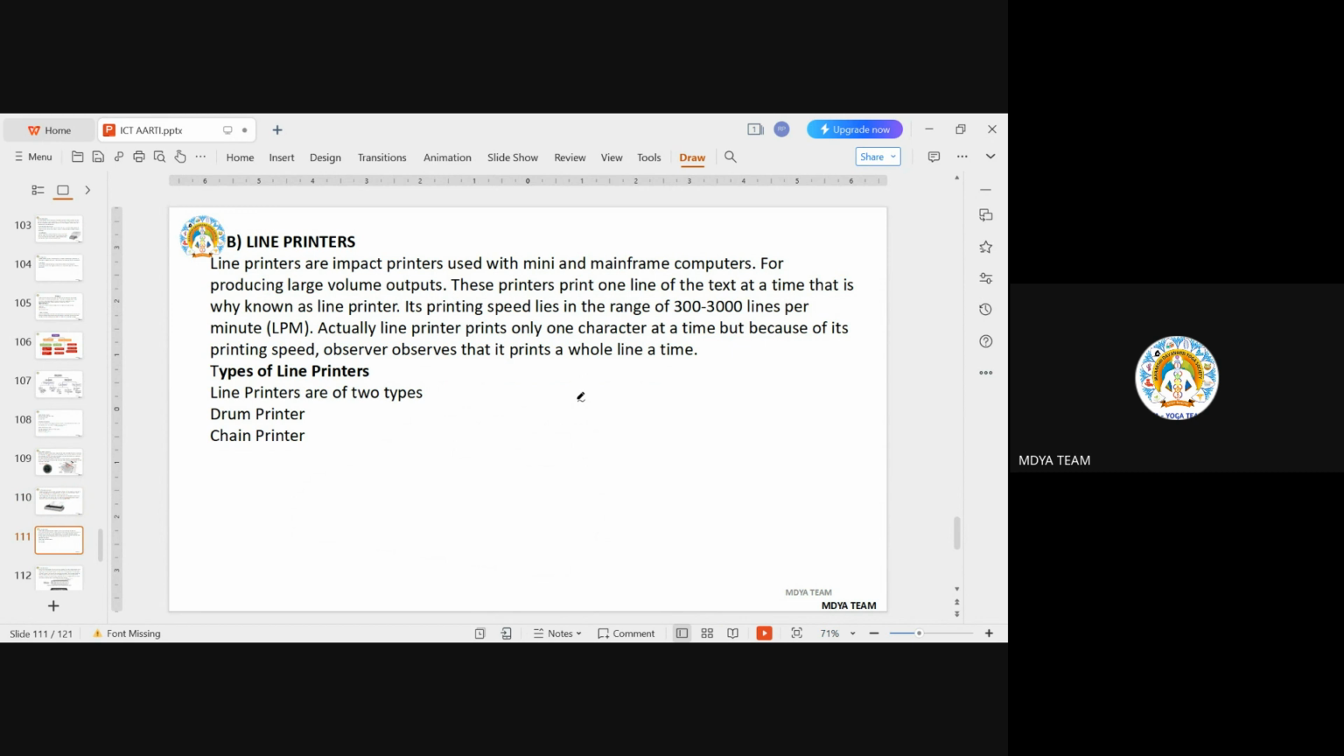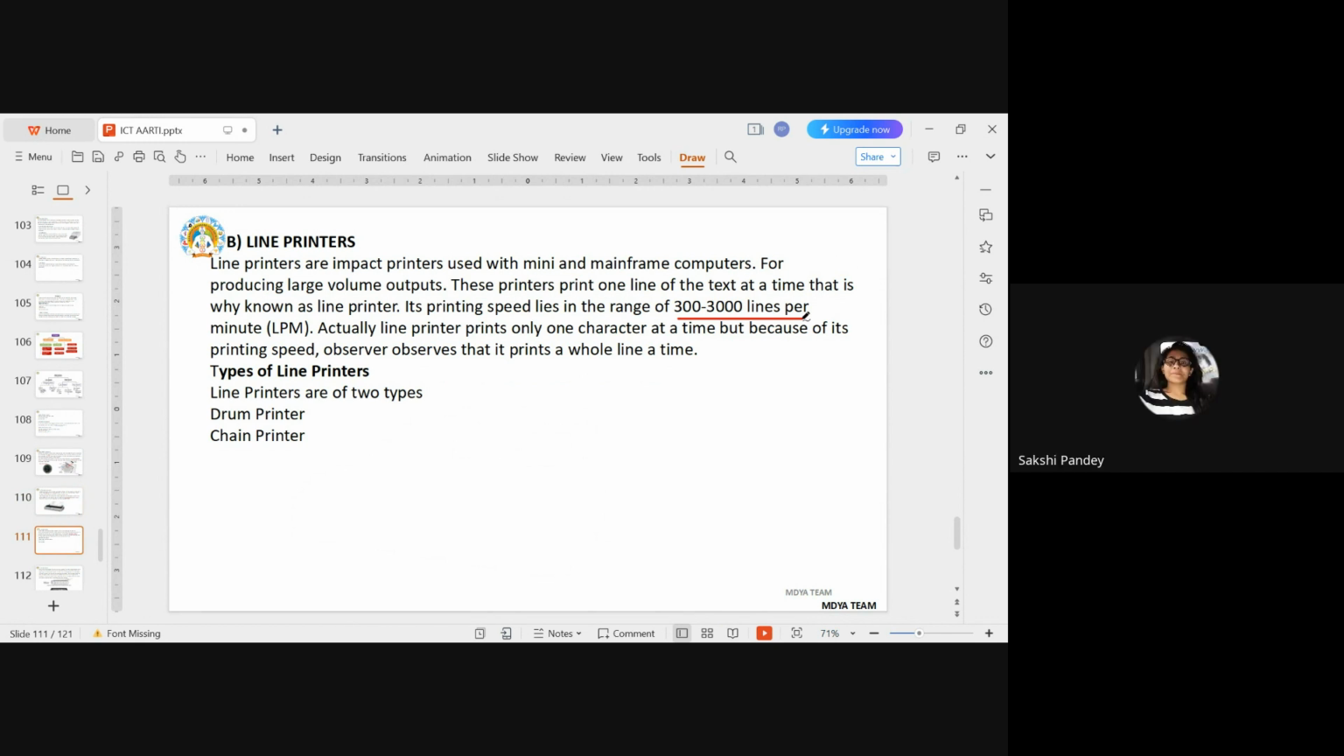These printers print one line of text at a time. That is why it is known as the line printer. Please note down the speed: its speed is 300 to 3000 lines per minute. Characters per second, lines per minute, LPM. Actually, a line printer prints only one character at a time, but because of its printing speed, the observer observes that it prints a whole line at a time.